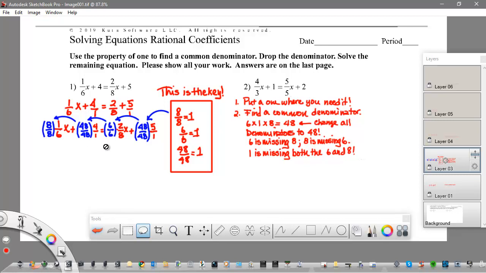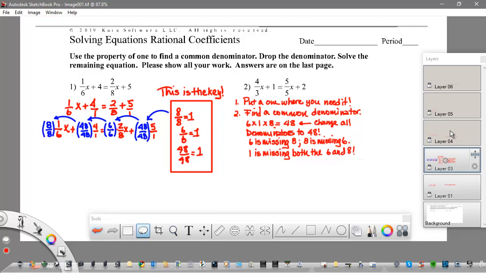Now the next one, I have an 8 here, so I want to multiply it by 6. 6 times 8 on the bottom gives me the 48 that I need, and I have to do it to the top and the bottom, so I'm multiplying by 1. Then here I have a 1 on the bottom with the 5, so 48 times 1 gives me the 48 I need on the bottom, and I also do it to the top. So we look at where we need a 1, we put it, and then we change all our denominators using some form of 1 to make them all the same.